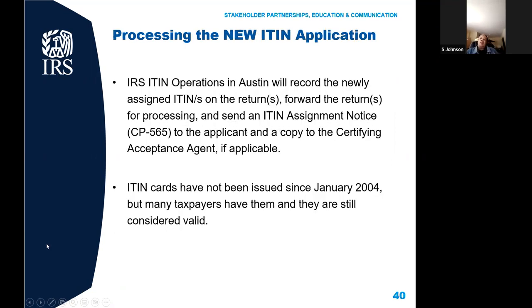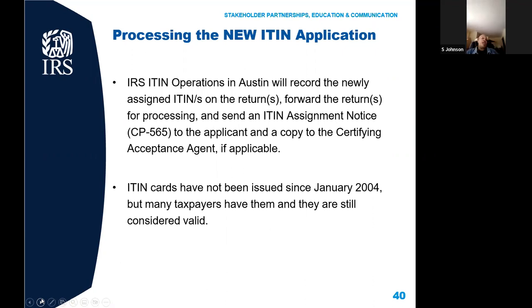This talks about here, ITIN is processing a new ITIN application. Okay, it tells you what happens after you get your application processed. You get a letter known as the CP 565.